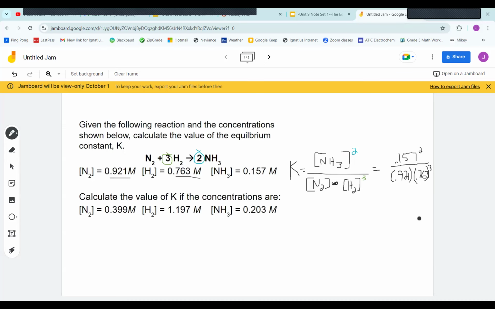Now, this is math that you would have to use a calculator for, so I invite you to pull out your calculator and type in 0.157 squared divided by, and then I would encourage you to use parentheses, open parentheses, 0.921 times 0.763 cubed. Be sure to get the correct thing cubed. And when you do, I get 0.060 for my value for K.